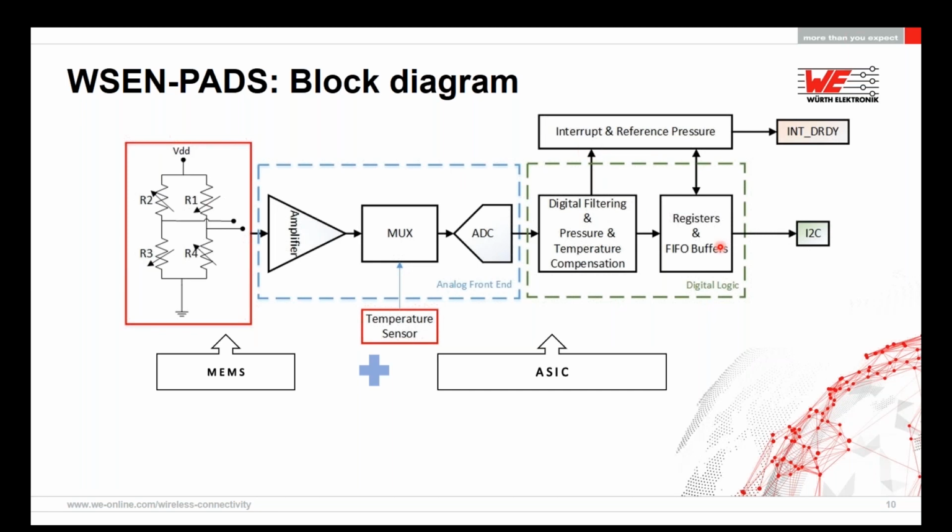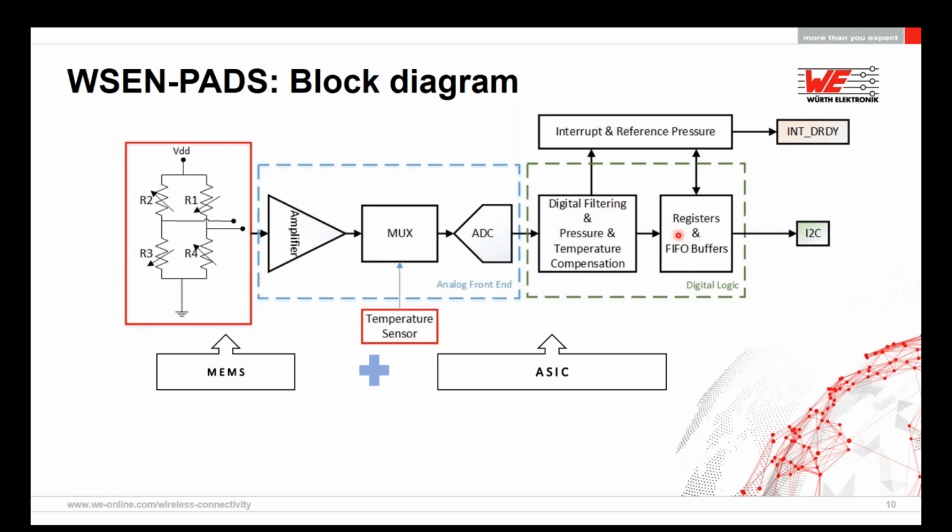The ASIC also has the registers and FIFO buffers where the pressure and temperature data are stored, and it can be read from the microcontroller via I2C interface. There is also a dedicated interrupt generator where the pressure interrupt can be generated for the user from the microcontroller when the pressure gets below or above a specific user-defined pressure value.